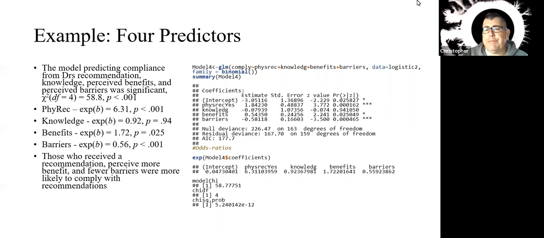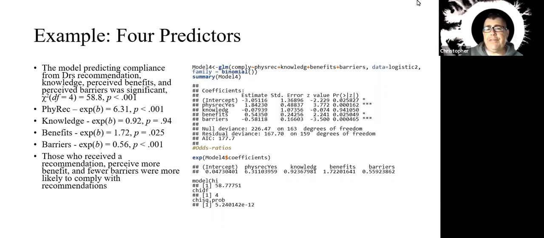That's just the difference between the null deviance value of 226.47 and the residual deviance, or the model value, of 167.7. And again, you can see the difference between the degrees of freedom there is 4. That's reflecting the difference between the 2 models. Remember that null model is basically a model that has no predictors in it. That is, how well could we predict compliance if we didn't have any predictors?